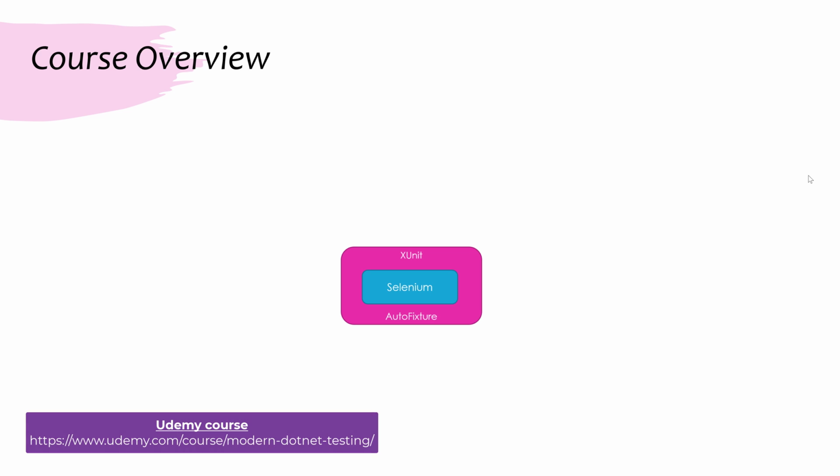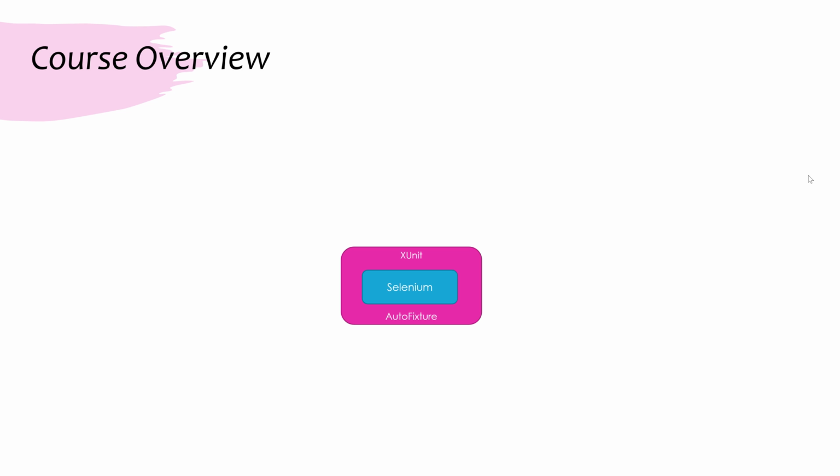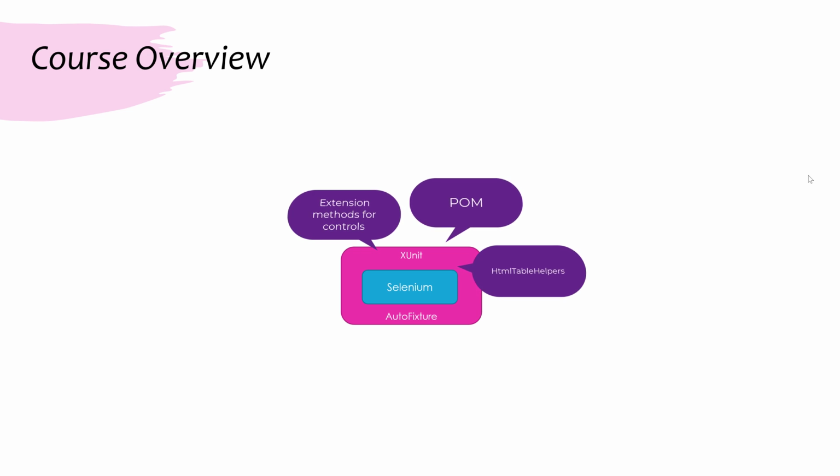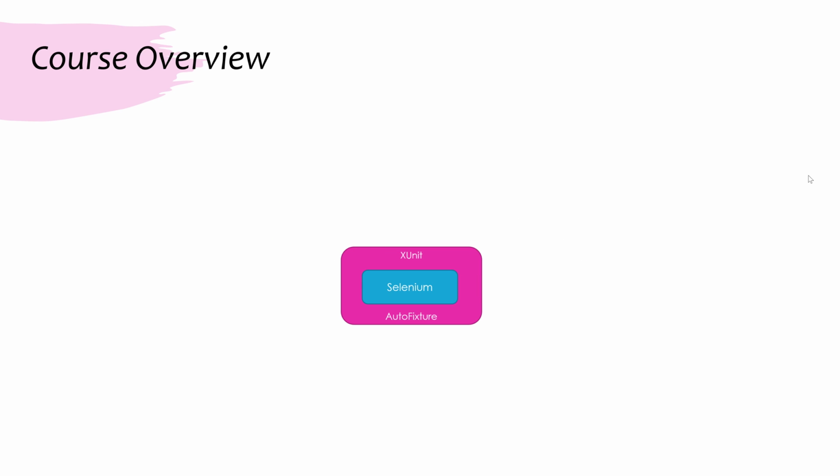So XUnit is a popular testing library which is going to be used in this whole course, and we'll be using AutoFixture as the automatic data generator to inject the data on the top of it. And during this period, we'll also be talking about working with page object models, extension methods, and how we can handle the application elements, tables and stuff, a lot more detail in a more modern approach. We'll also be asserting the application using Fluent Assertions and making our testing more reliable.